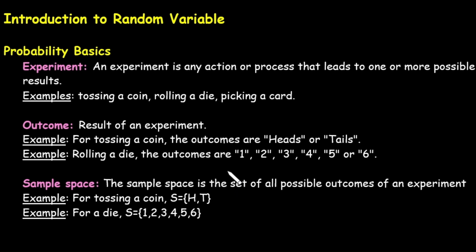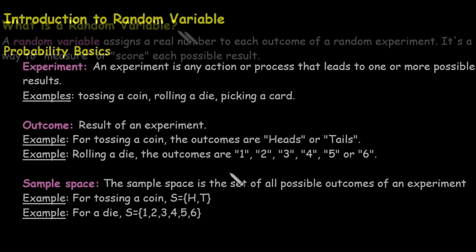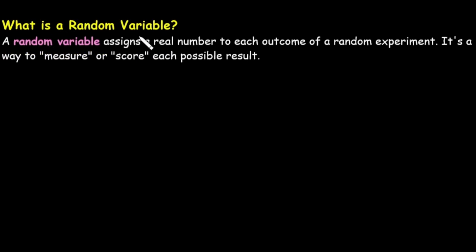Now we can move towards the random variable. What is the random variable? Suppose you have performed any random experiment. We have certain outcomes. Now, if we assign any real number to the outcomes, that is called a random variable. To understand this, take an example.